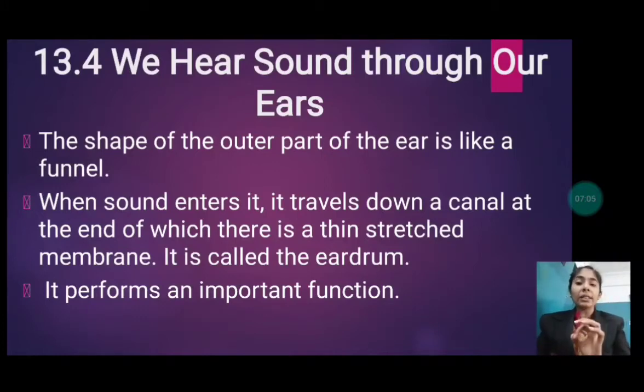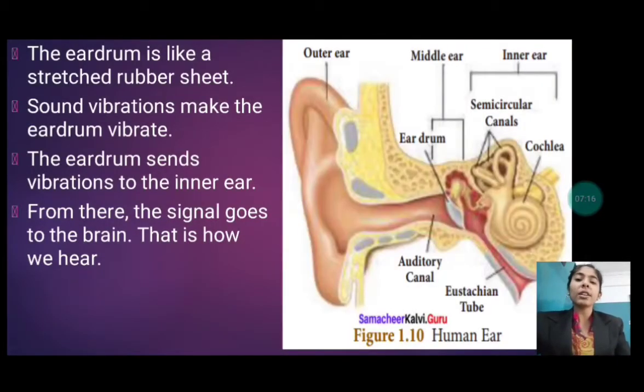When sound enters, it travels down a canal, at the end of which there is a thin stretched membrane. It is called the eardrum. Let us see the image. See, here you can see that this is the upper portion of the funnel, and here is a narrow part of the funnel. So from this outer ear the sound is caught and passed through this channel, and where will it reach? Here, the eardrum. This voice will be reaching the eardrum.